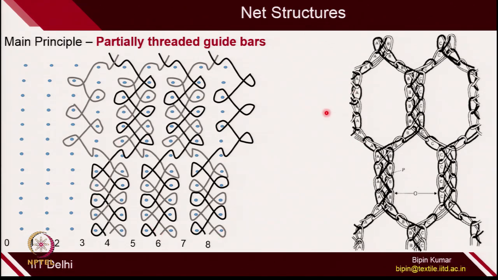So, this is how the net structure is connected. If you carefully see, the guide positions at odd numbers, 1st, 3rd, 5th and 7th, have no role to play. No role to play means they are not carrying any yarn at all. So, it is just doing the swinging motion.